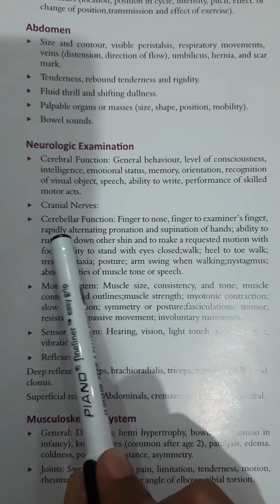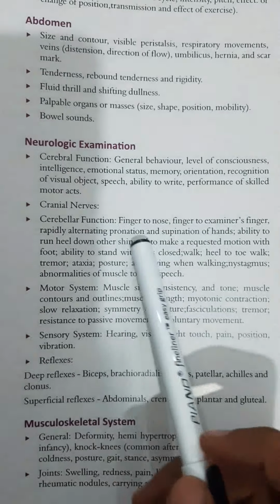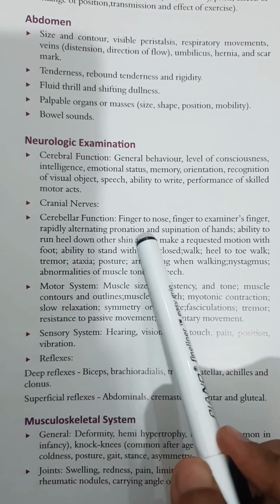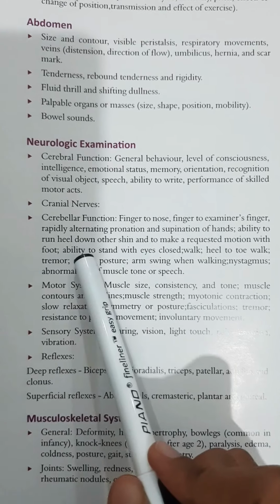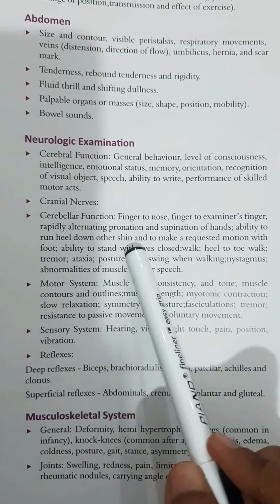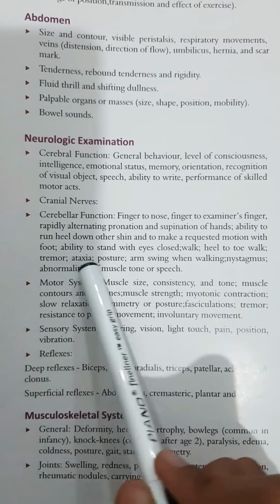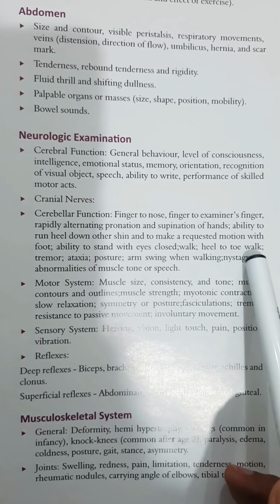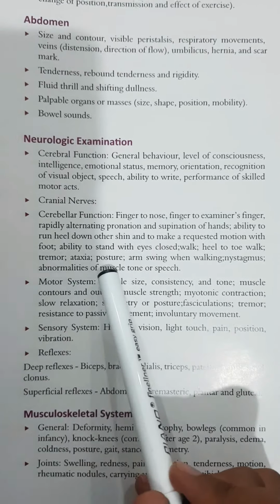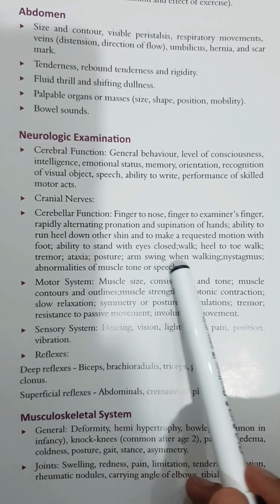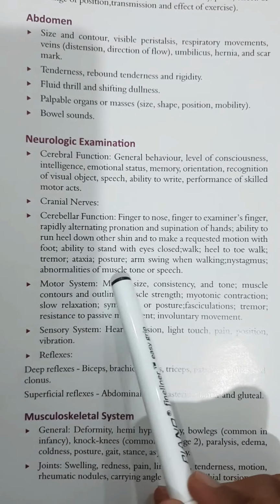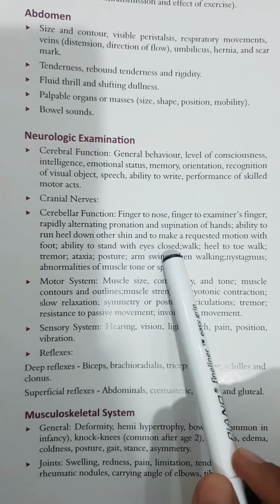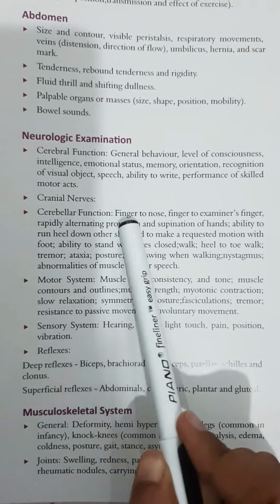Then we will check the cerebellar function, for which we will perform the finger to nose test, finger to the examiner's finger, rapidly alternating pronation and supination of the hands, ability to run heel down over the other shin and to make a requested motion with the foot, ability to stand with the eyes closed and walk, heel to toe walk, tremor, ataxia, posture, arm swing when walking, nystagmus, abnormalities of the muscles, tone or speech. If any of these is abnormal, then it indicates cerebellar dysfunction.